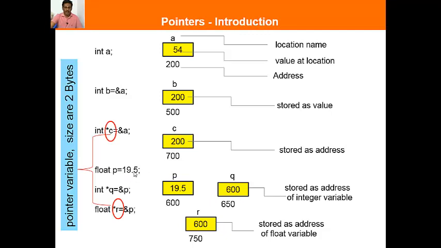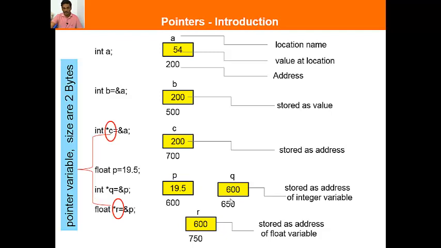float p = 19.5. So p is the variable name and 19.5 is the value. It also has some address, which is given by the operating system at the time of execution by the compiler. That 600 is the address, and it is a float variable. So the first byte address is 600, and it continuously takes 4 bytes: 600, 601, 602, 603. So that is 19.5. Then q is a pointer variable. All pointer variable sizes are 2 bytes, because the address of any type of variable is in integer format. That's why the size is 2 bytes.